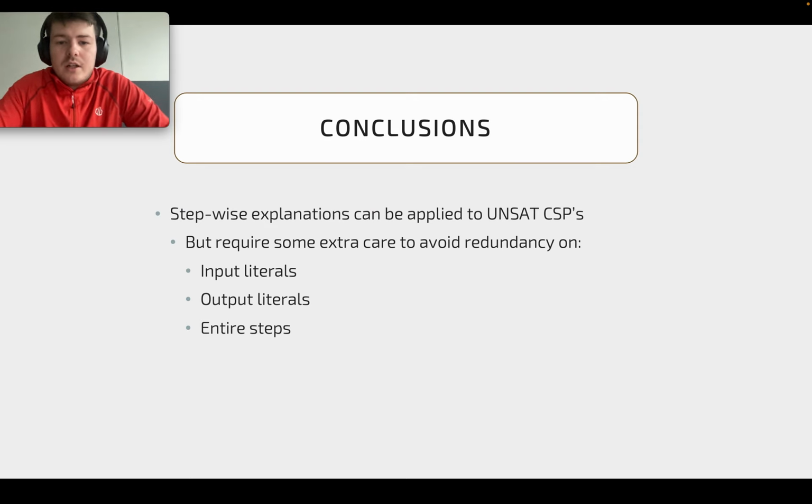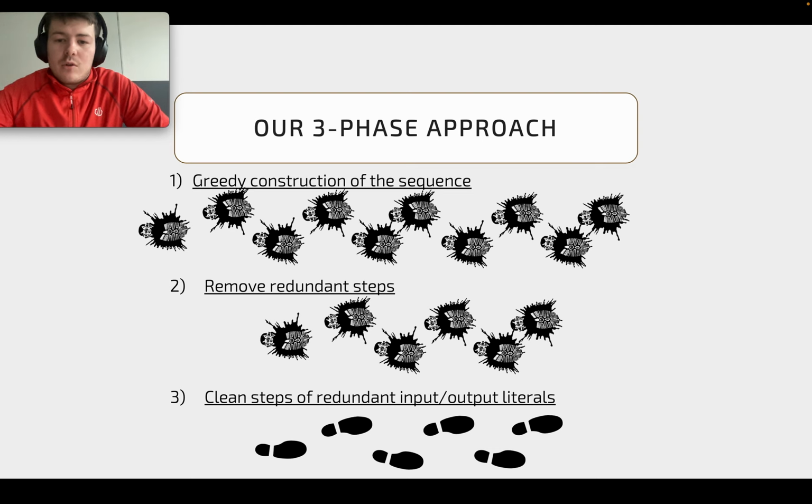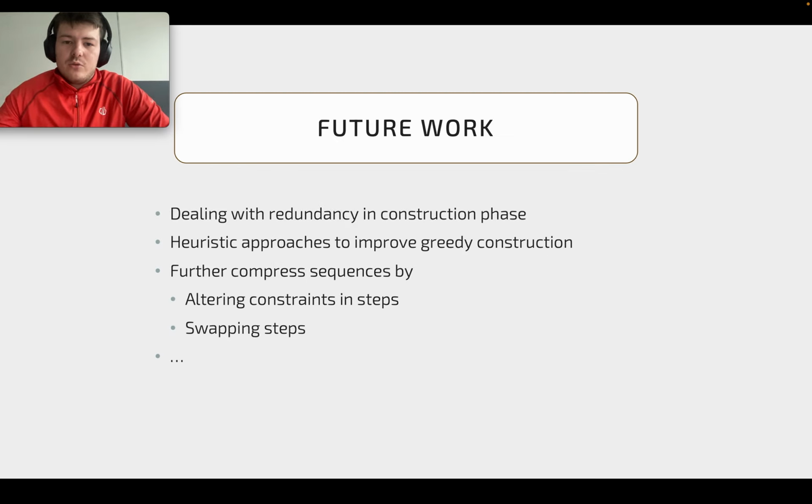So to conclude, we think that stepwise explanations can definitely be applied to explaining unsat CSPs, but we do require a lot of extra care to avoid these redundancies that we talked about. So as a quick reminder, we have 3 phases which are able to get rid of this redundancy, both in terms of full steps and also input and output literals. And this was shown in the experiment that this is very worthwhile to do.